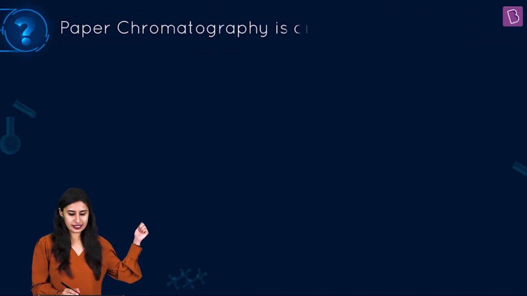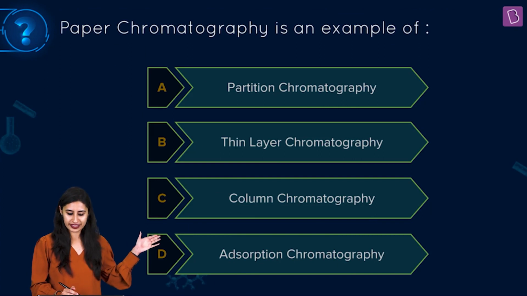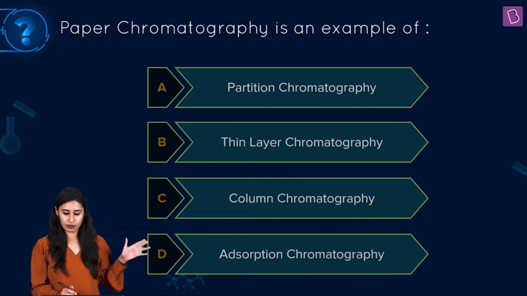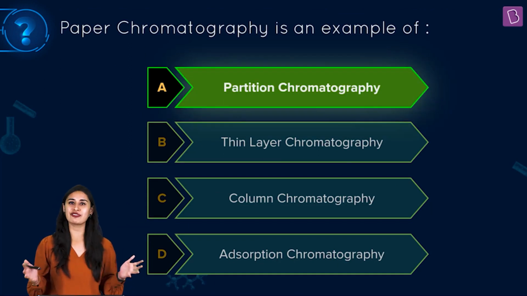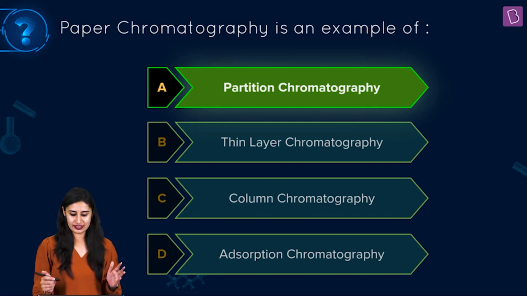So the question was simple. Paper chromatography is an example of partition chromatography, thin layer chromatography, column chromatography or adsorption chromatography, and the answer to this question is option A, paper chromatography is very much an example of partition chromatography.